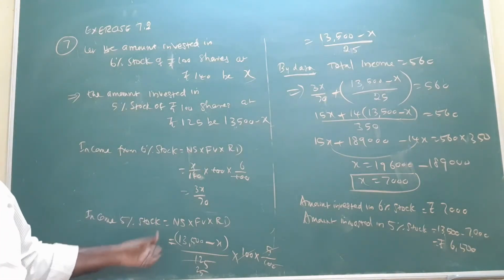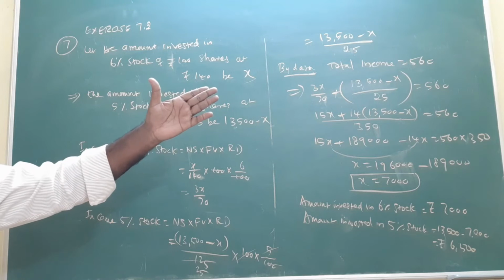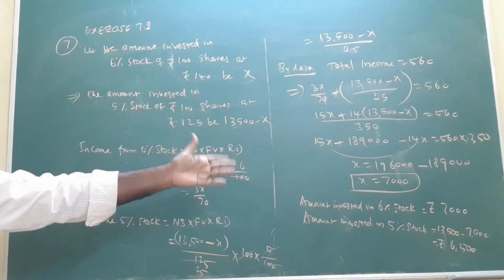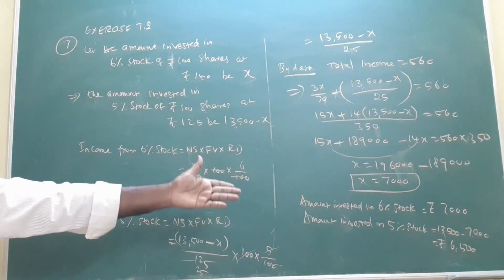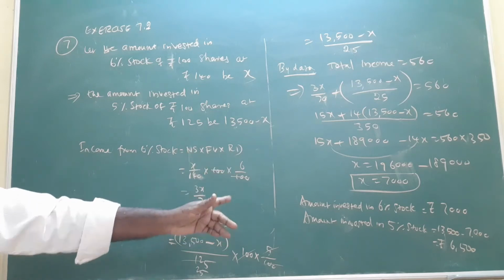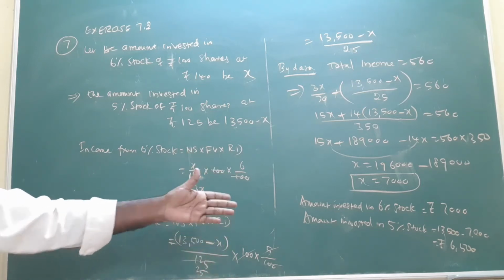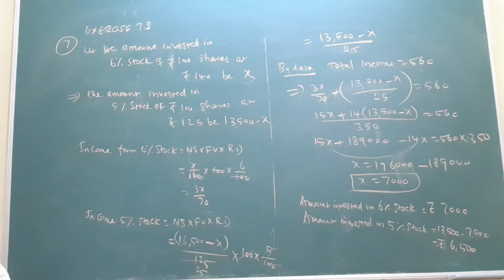Similarly, next one. Then total income is given 560. Then take LCM and the cost per unit, similarly we get 7x. After 30,500 minus 7,000 is the amount invested in 5% stock. That is the answer. 5 more questions.